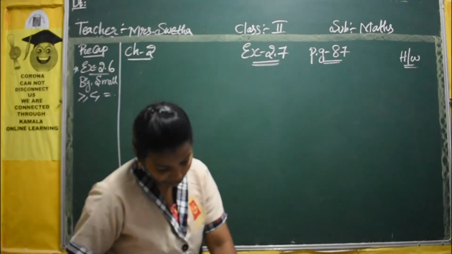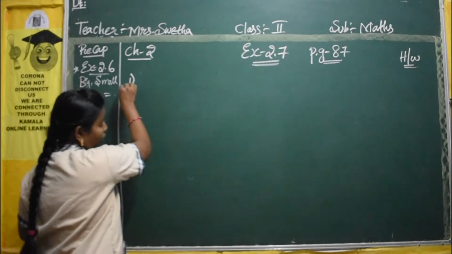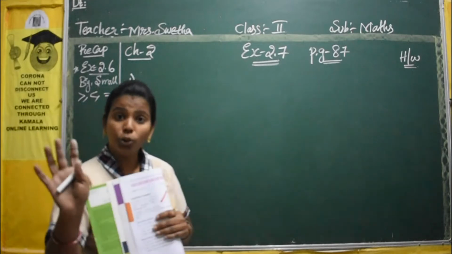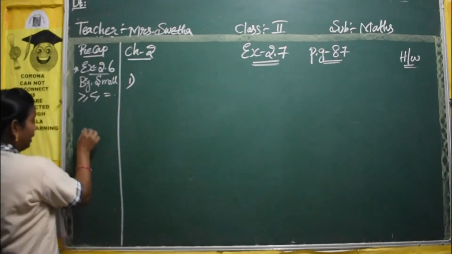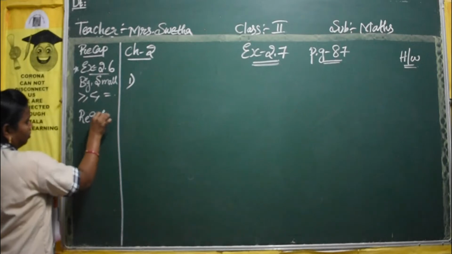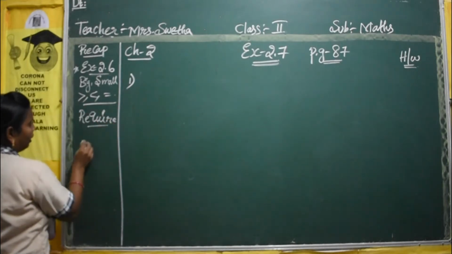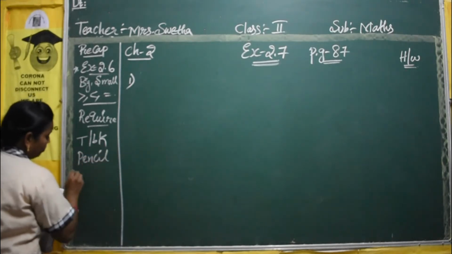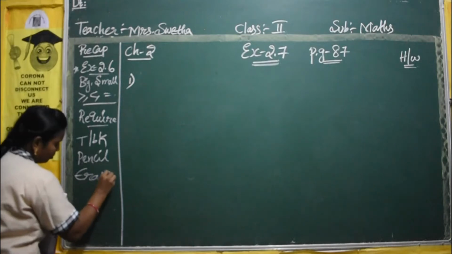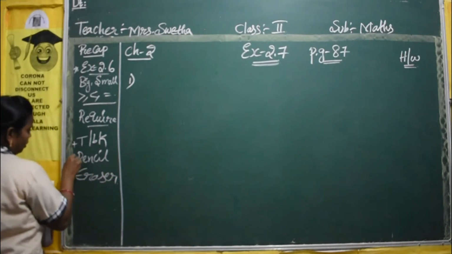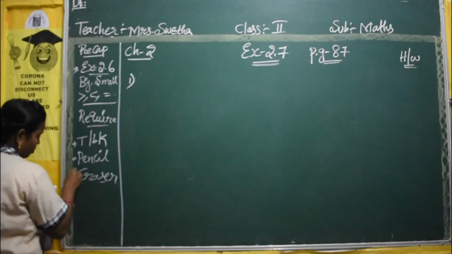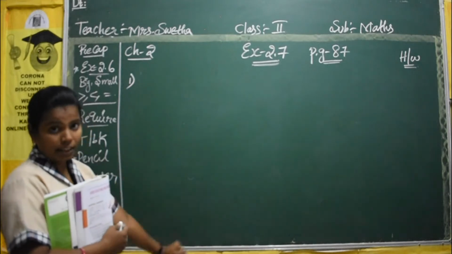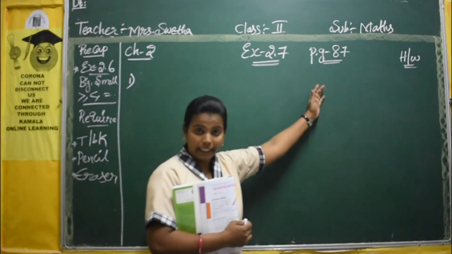So first bit we have here, it is ascending order. You can check in your term book. So for doing this exercise you need your term book. You require your term book, pencil, eraser. Everybody get ready with your term book, pencil and eraser, and open your page number 87.